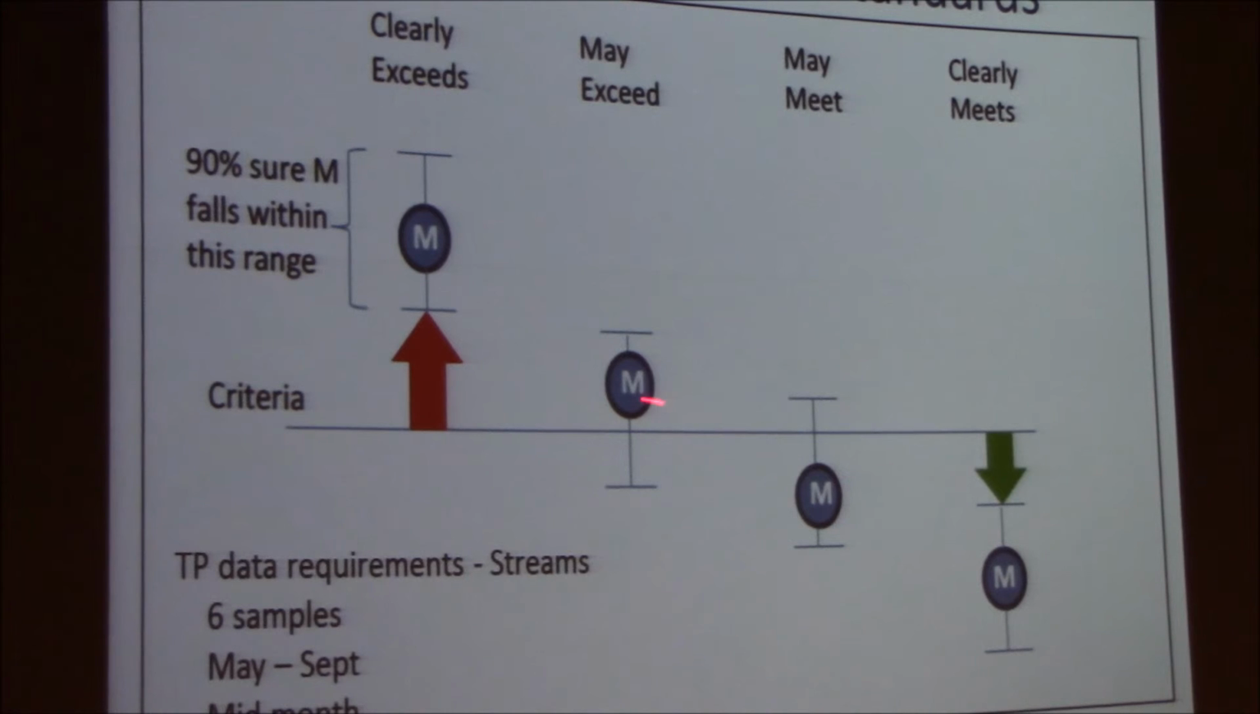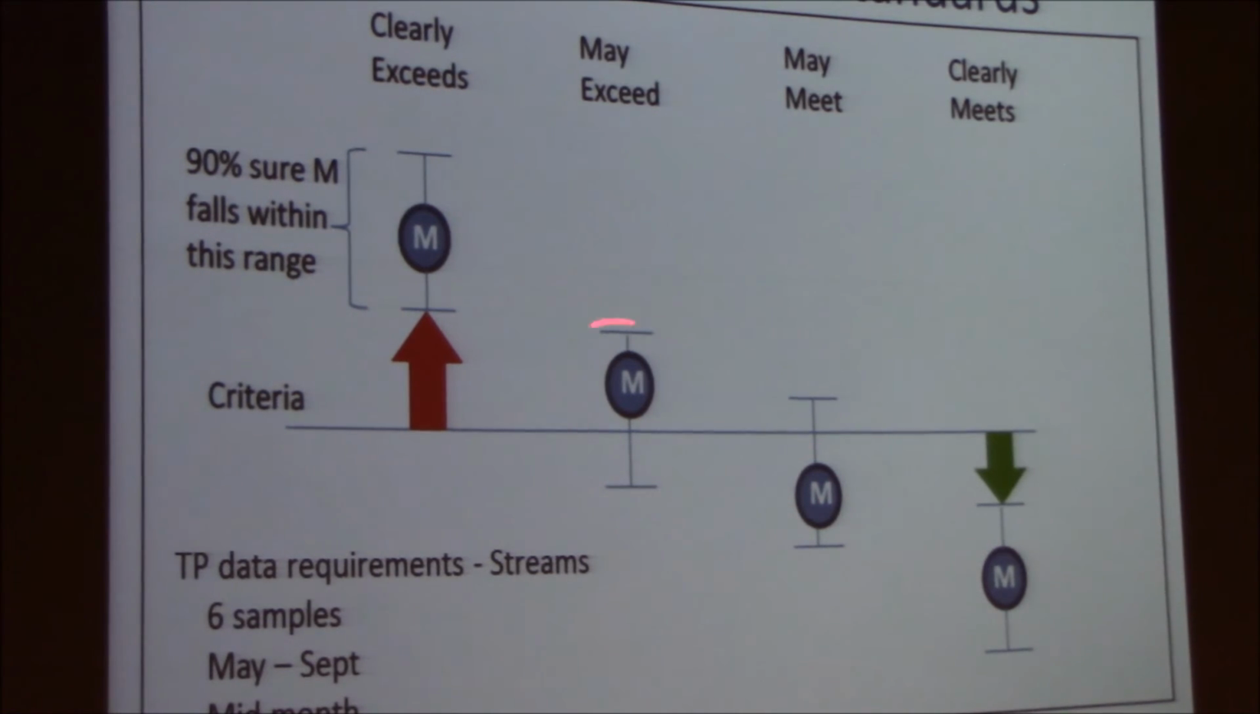But if that's not the case, like in these 2 examples here, the median is above the standard, but it could be anywhere from up here to down there. It may exceed, but we're not confident about that. Same thing with this one. Looks like it's below, but it could be above.